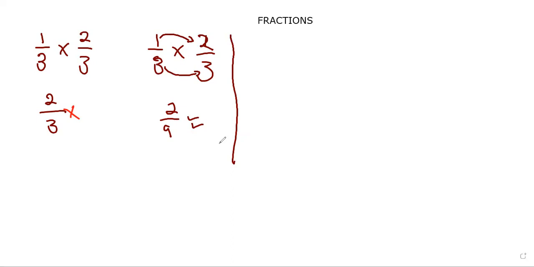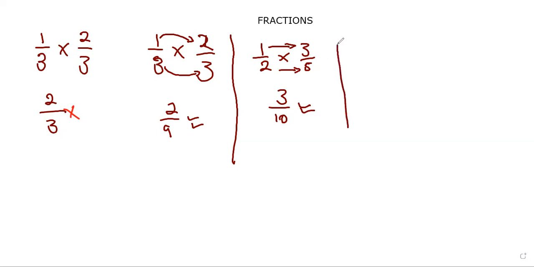Other example, I might even have 1 over 2 multiplied by 3 over, let's take 5. Still, numerator to numerator, denominator to denominator. 1 times 3, get a 3. 2 times 5, get a 10. And we stop, unless otherwise.